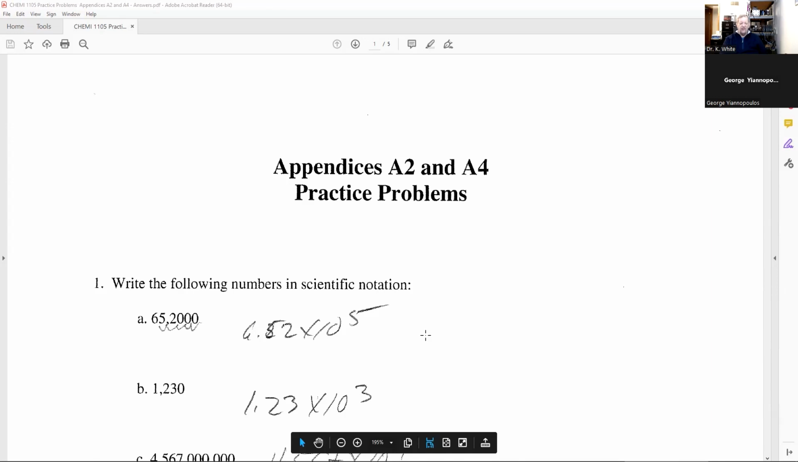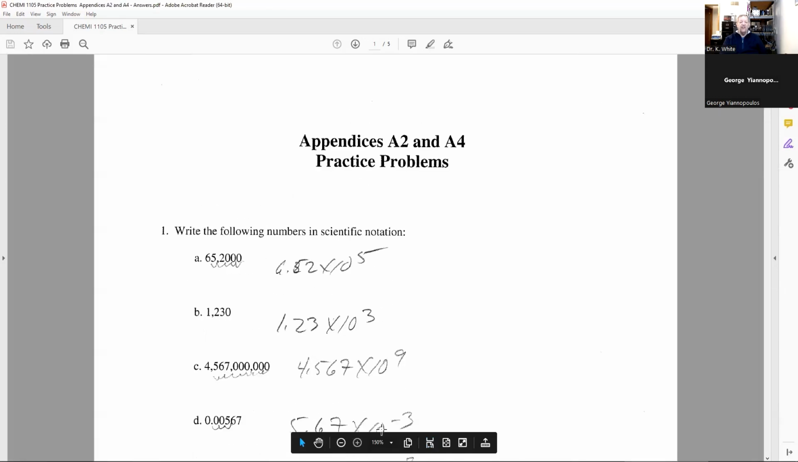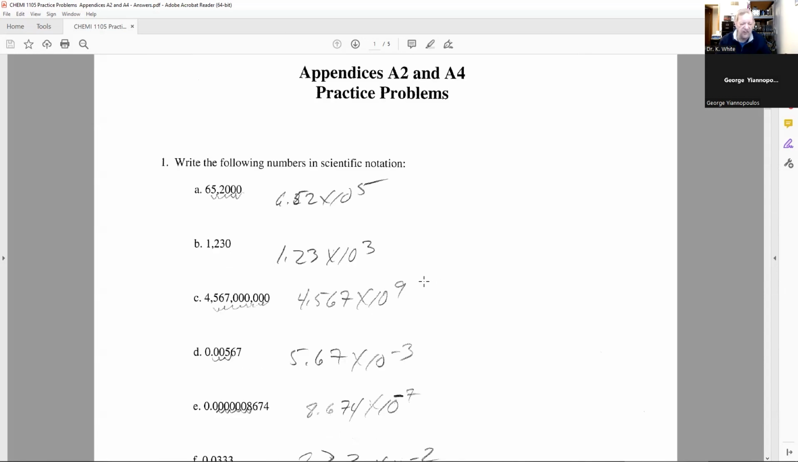All right, let's look at the following. Remember, this is in the practice problem answers folder of Blackboard. And these are all skills you should have. Hint, these are all skills you should have. Double hint. All right, let's look at the following. Write the following numbers in scientific notation.